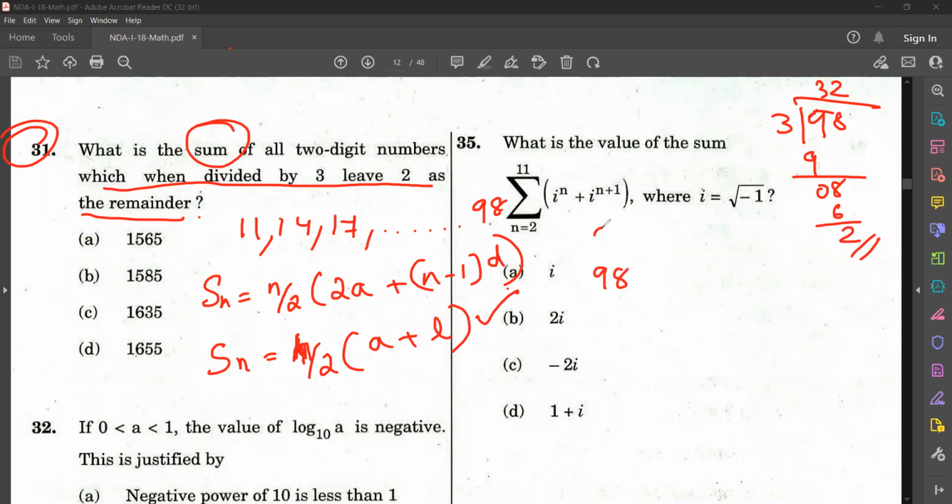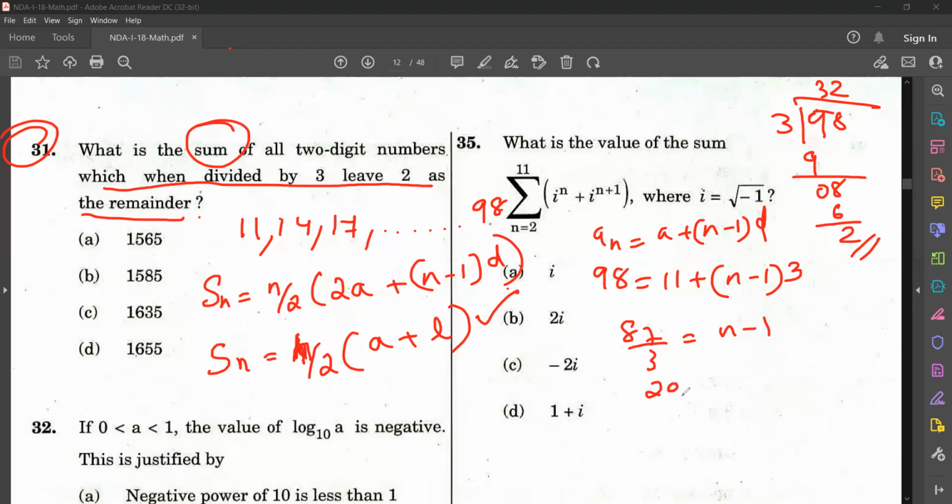We use an is equal to a plus (n minus 1) into d. So a is 11, plus (n minus 1) into d, where d is the common difference, which is 3. Just solve this. 98 minus 11 is 87, so 87 divided by 3 is equal to n minus 1. That is 29 equal to n minus 1, so n is equal to 30.